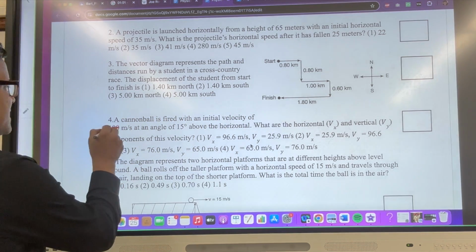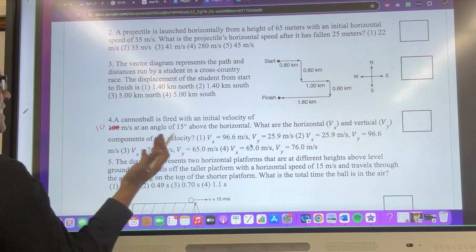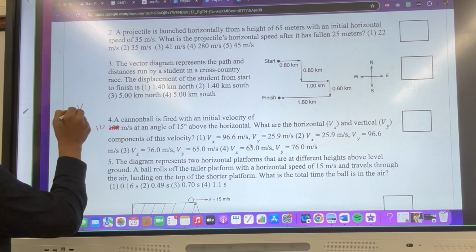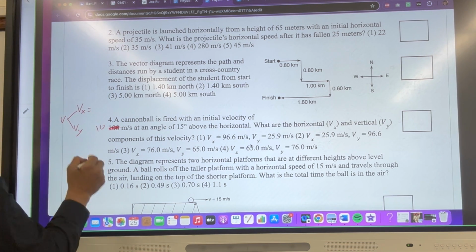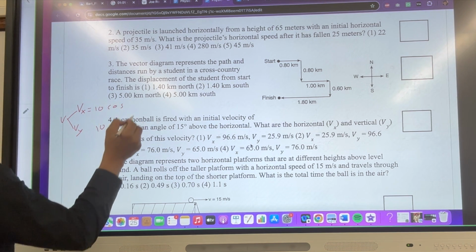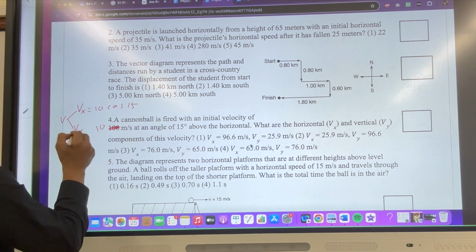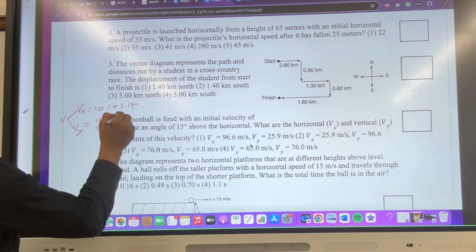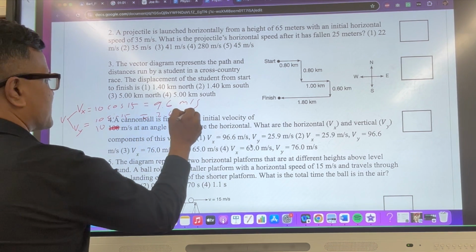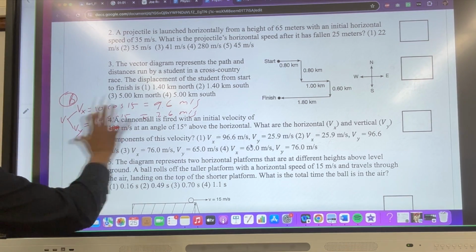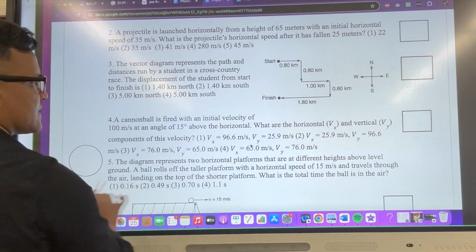Set B, instead of 100, I wrote 10. So the answer would be the same. Why is that? Because Vx, Vy. What is Vx? 10 cosine 15. And this one would be 10 sine 15. So 2.6. For other people, set B, this is the answer. But set A, answer is this one.